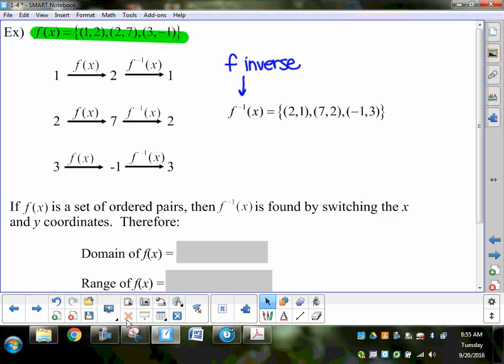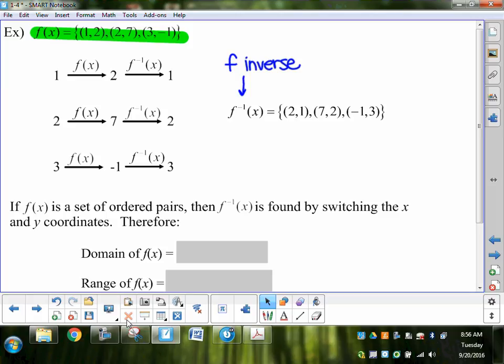The domain of the original is going to be the same as what in the inverse? Hands up, please, if you can tell me that. The domain of the original is the same as what in the inverse? Range? Perfect. And the range of the original is going to be the same as the domain of the inverse.